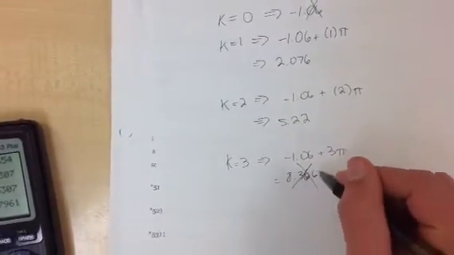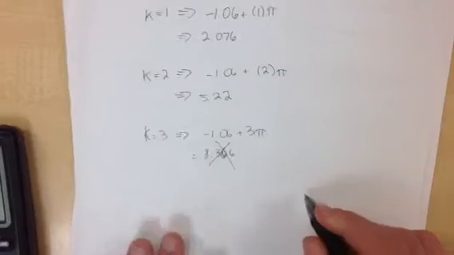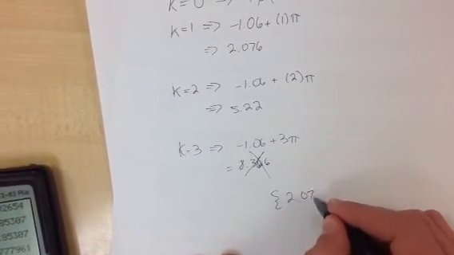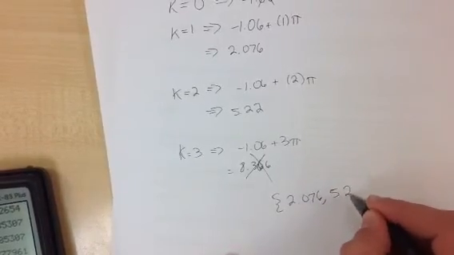So from here you can realize that your solution is 2.076 and 5.22.